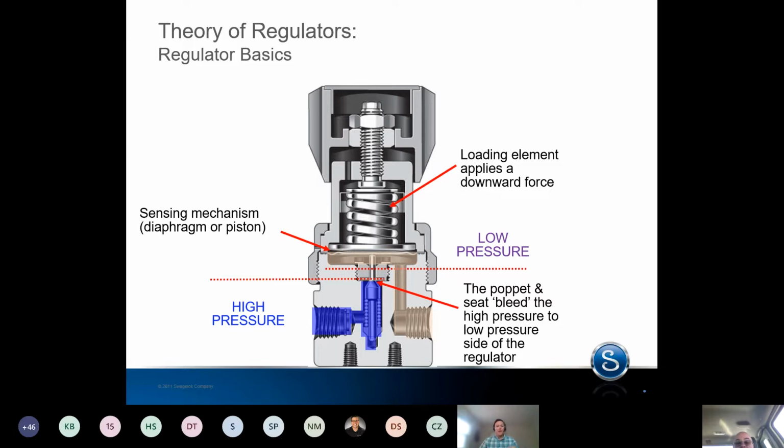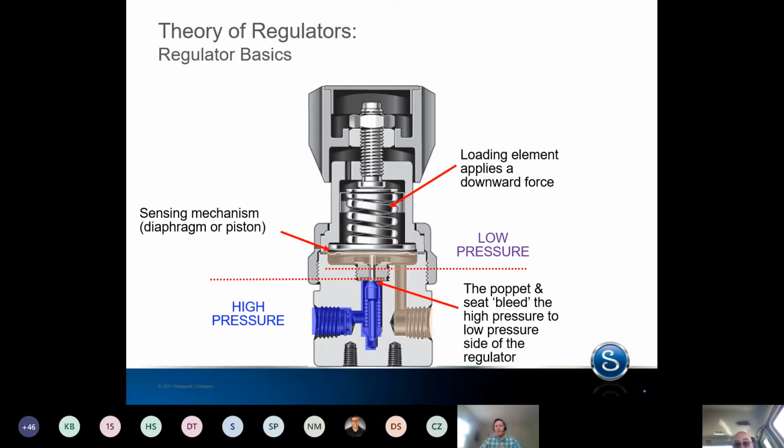And the switch, or the barrier between those two, is what we call the control element. So there's a poppet and a seat, right? The poppet either moves further away or closer to the seat to create that pressure drop that's required for whatever process we're using the gas or liquid for.